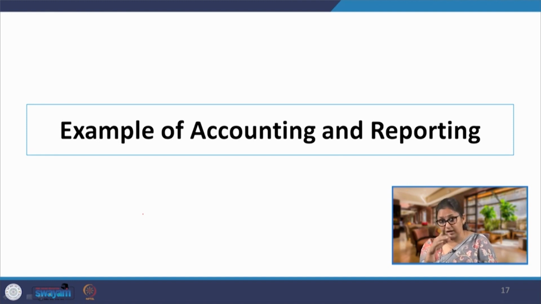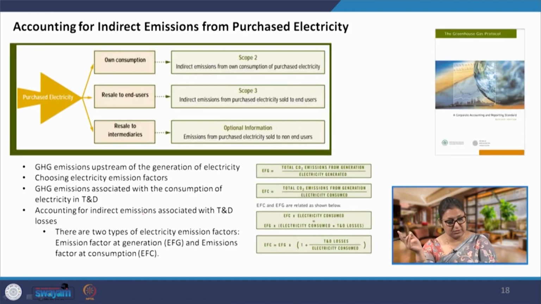Now, these largely are consumption based emission reductions. This one is indirect emissions from purchased electricity. So, if we are purchasing electricity, then what are the different types of emissions that are going to happen, and in which scope do they go. If we are a utility or service which is purchasing electricity, there could be own consumption, resale to end users, resale to intermediaries. For example, we might be a distribution company, we do not produce electricity, we only purchase electricity and then transmit and distribute it.